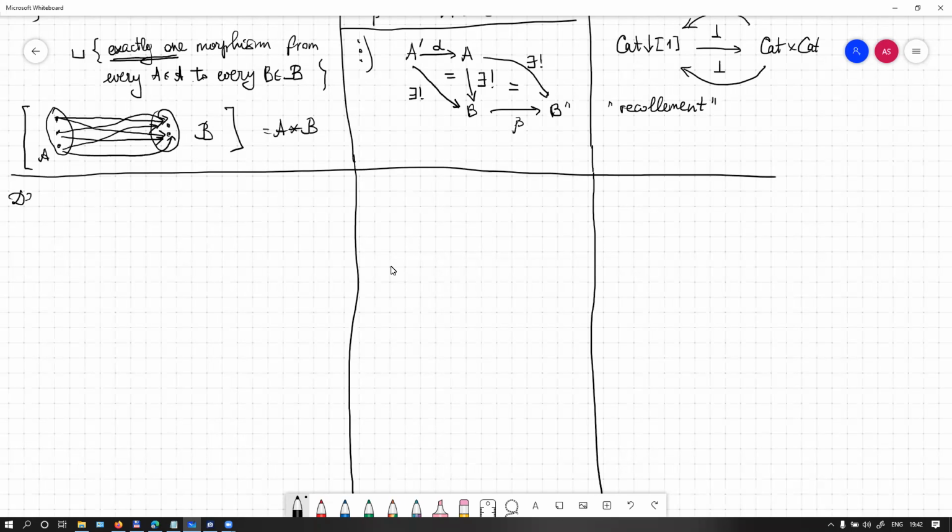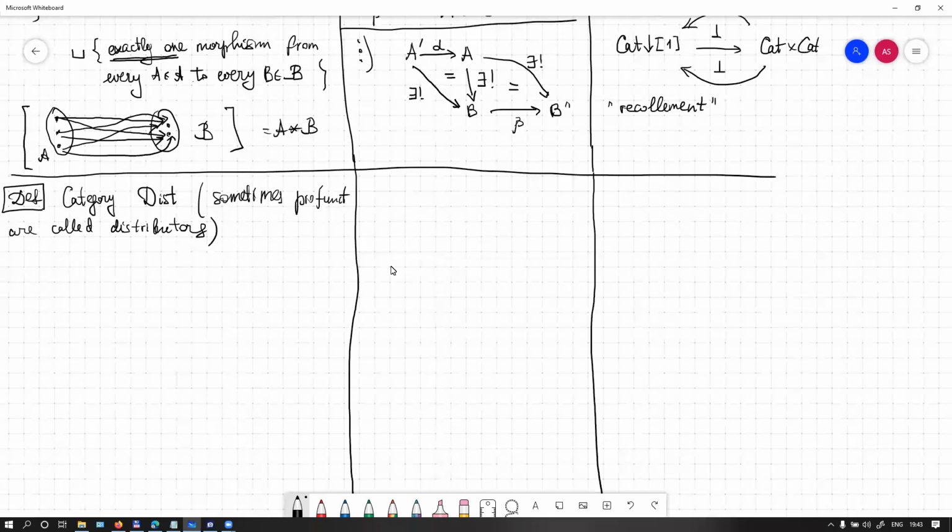I want to define a new category which differs from the category of profunctors that was defined before. So, category Dist. Why? Because sometimes profunctors are called distributors. Yes, profunctors are called distributors, and the identity profunctor hom in fact works as the Dirac delta.